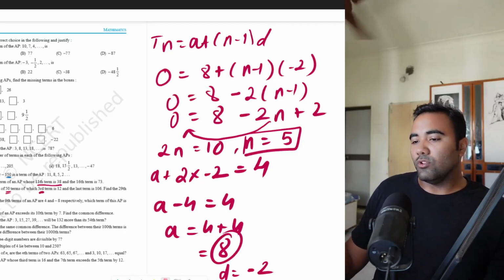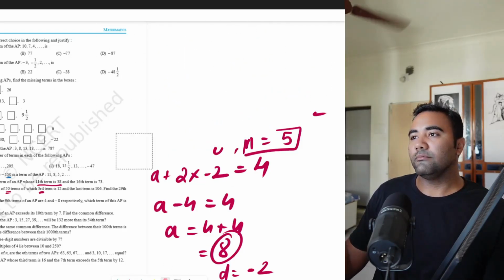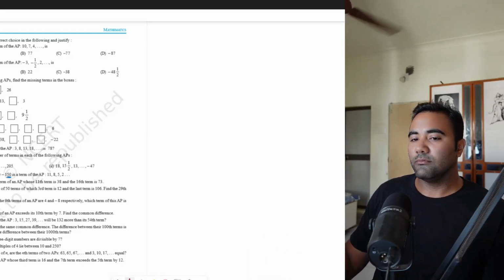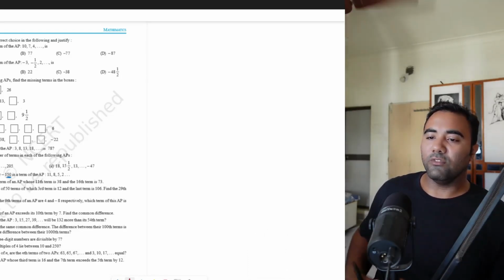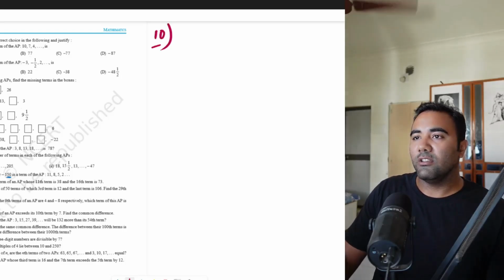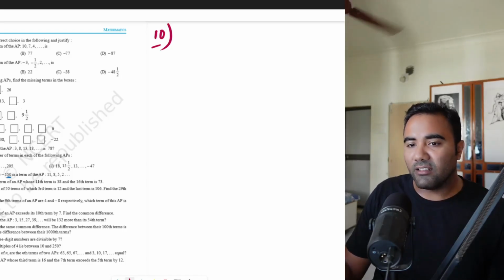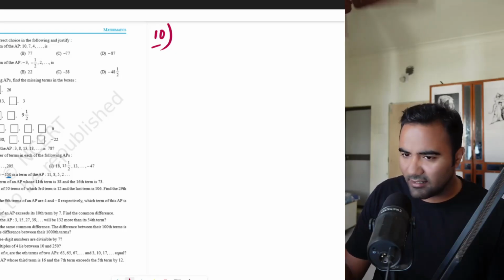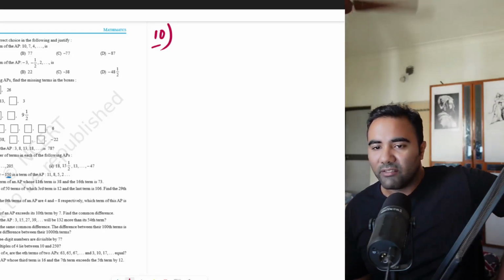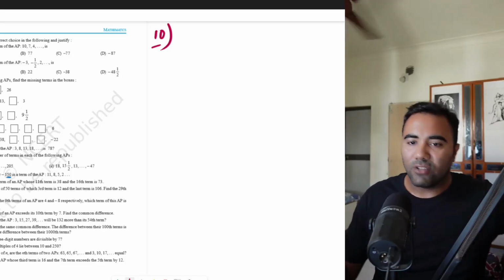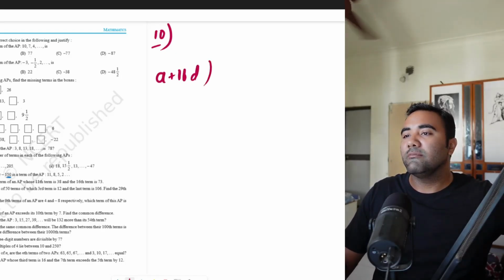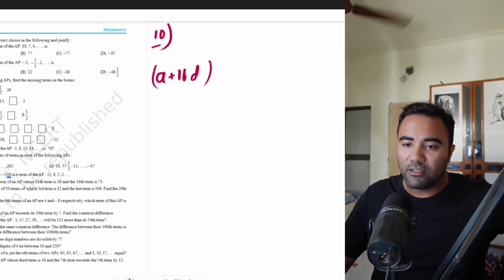Let's go to question number 10. This is again something like word problems. The 17th term of an AP exceeds its 10th term by 7. So basically the difference between the 17th term and the 10th term is 7. So how do you write the 17th term? A plus 16d. This is the 17th term.